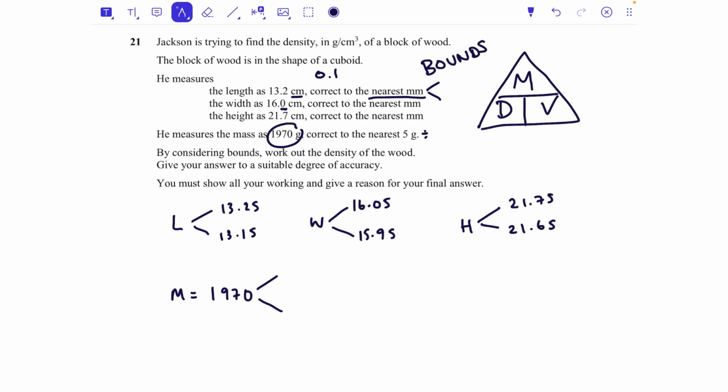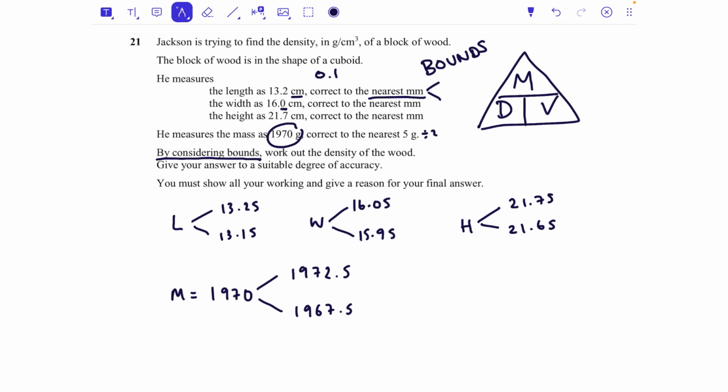Now if it's to the nearest 5, again we need to half that, divide it by 2, so we're going to go 2.5 above, so 1,972.5 and 1,967.5, 2.5 above and 2.5 below, always half what you're rounding to. By considering bounds, now this means we're going to get the absolute biggest answer we can, and then we're going to do the absolute smallest answer we can, and then we're going to see by how much they agree.